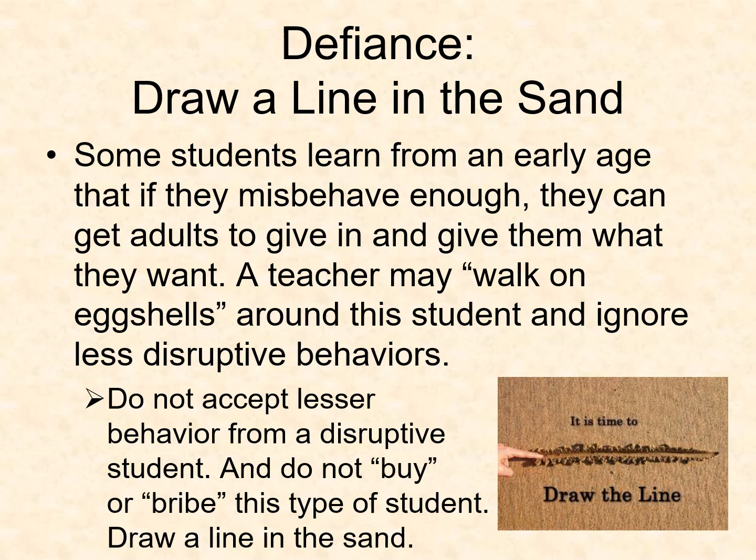What some researchers say is do not accept lesser behavior from a disruptive student, one who is historically disruptive and has that reputation. Don't try to buy that student or bribe that type of student. Draw a line in the sand. In other words, say, this is what's acceptable, no matter who you are or what your reputation is. This is what's unacceptable, and I will not take this other type of behavior.